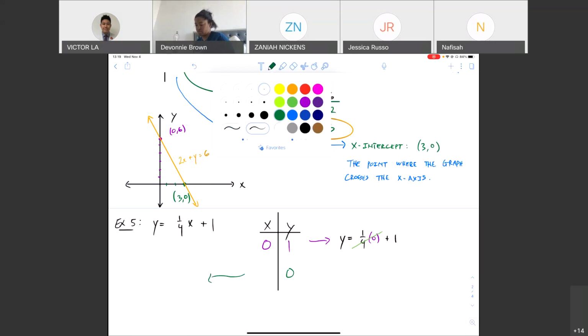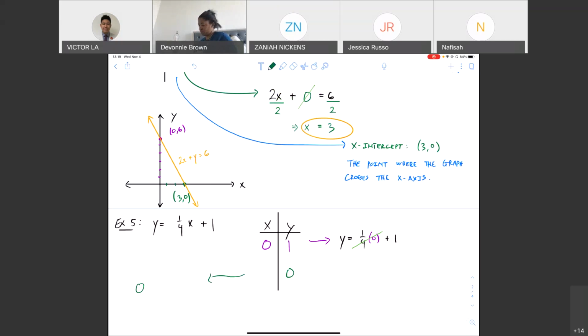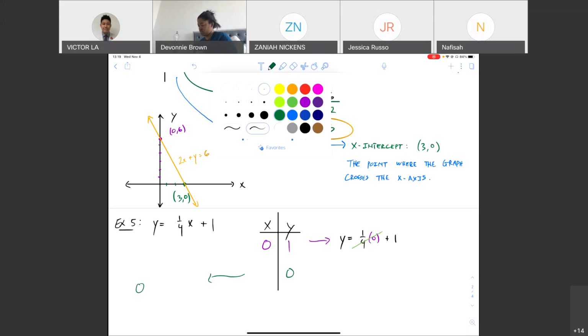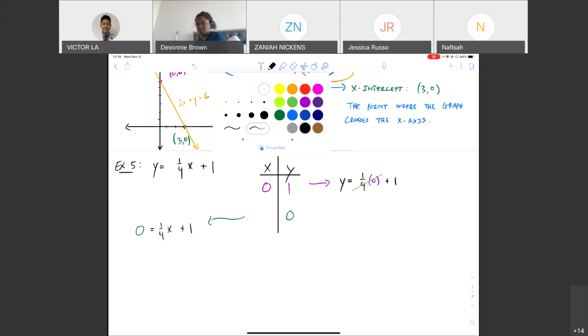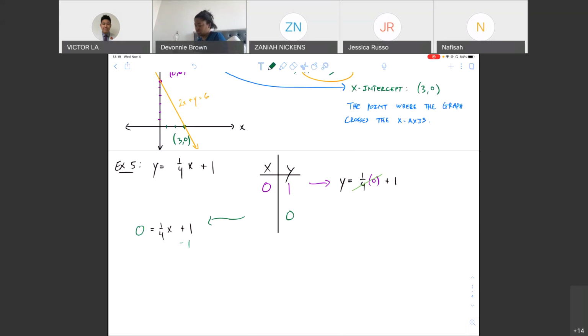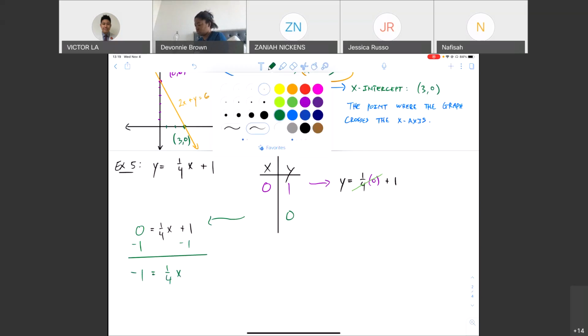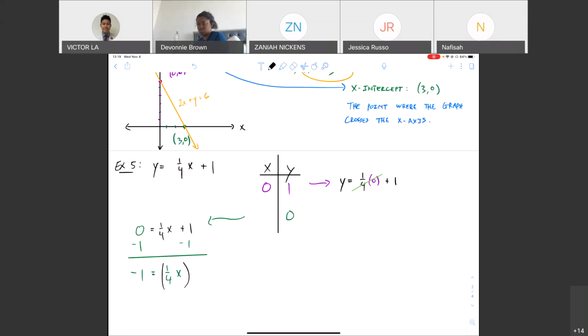So now I'm going to write 0 equals 1/4 x plus 1. How do I solve for x now? Depends on how you want to go about it, but the easiest way is probably just to subtract 1 on both sides. So you're left with -1 equals 1/4 x. How do I get x by itself? Well, you have to multiply by the reciprocal, remember? 4 over 1. But if you do that on the right side, you've got to do that on the left side, 4 over 1 as well.